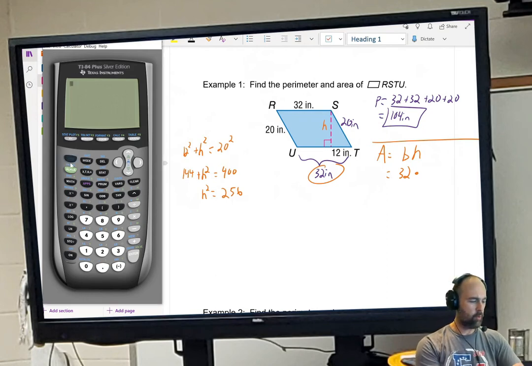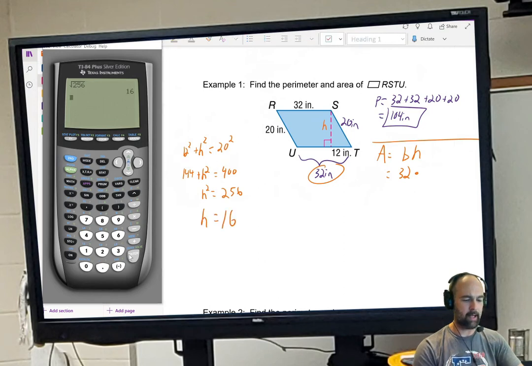So the square root of 256 is 16. So my height is 16. I'm going to take that and pull it into my formula here. 32 times 16.